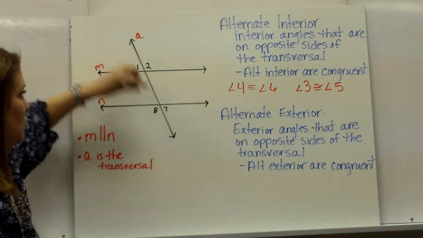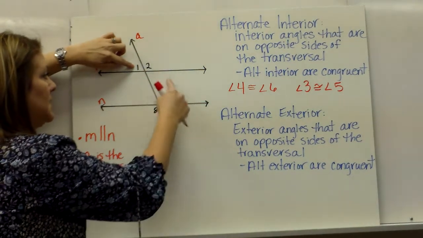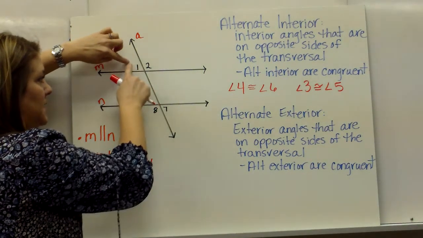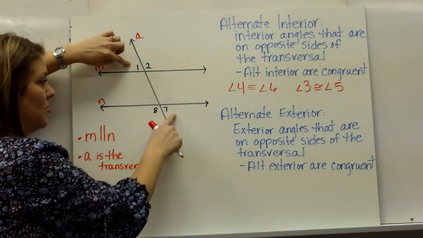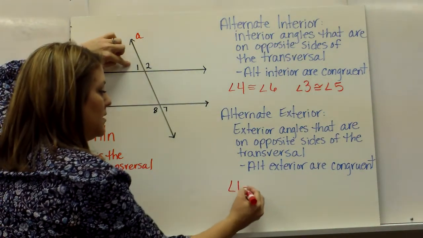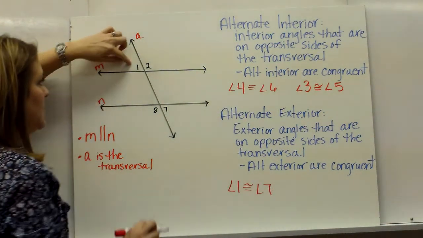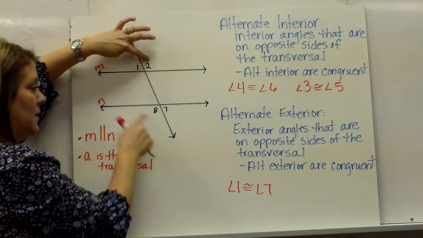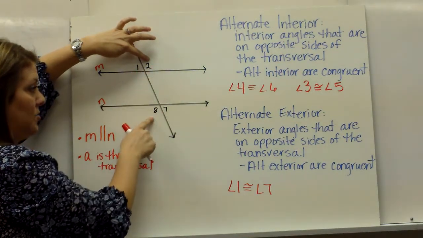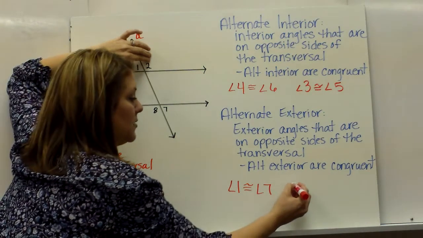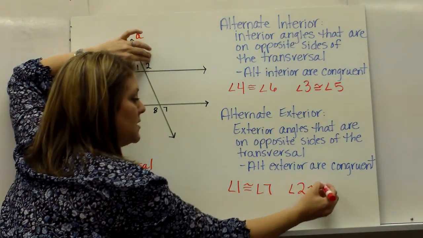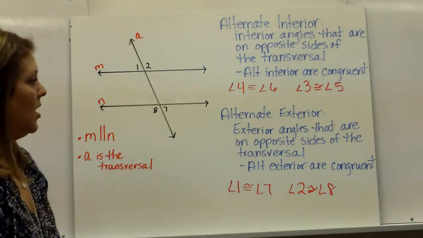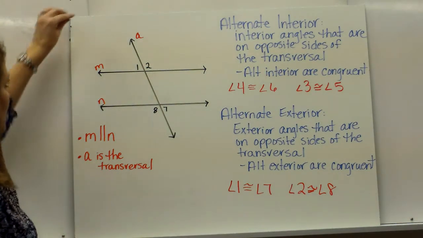So we're going to look at this transversal, and let's look at angle 1. Opposite the side of angle 1 is angle 7 on the other parallel line. That means that these are alternate exteriors. They're going to be congruent. So angle 1 is congruent to angle 7. And then we'll look at angle 2, and its opposite is angle 8. They're on separate parallel lines, so they are alternate exteriors as well, which means they're going to be congruent. Angle 2 is congruent to angle 8. Okay? So alternate interior, alternate exterior. And then one more term we're going to look at.